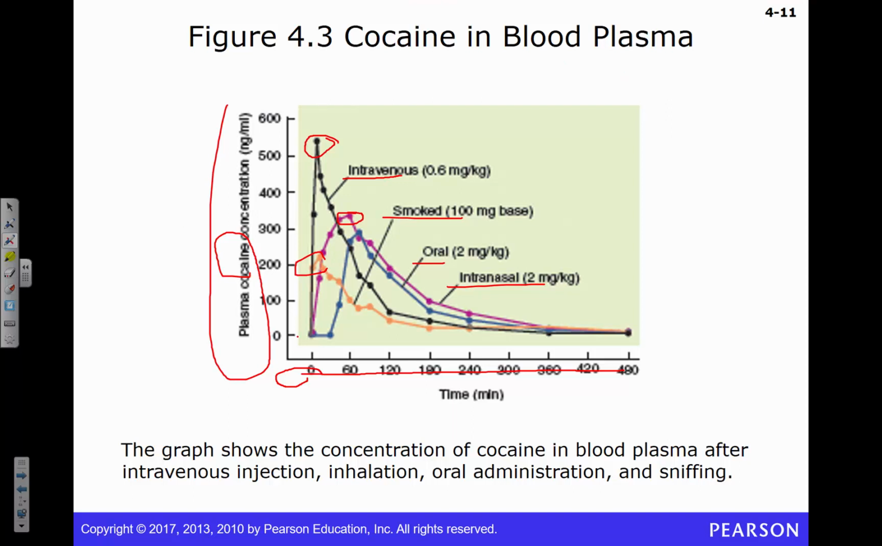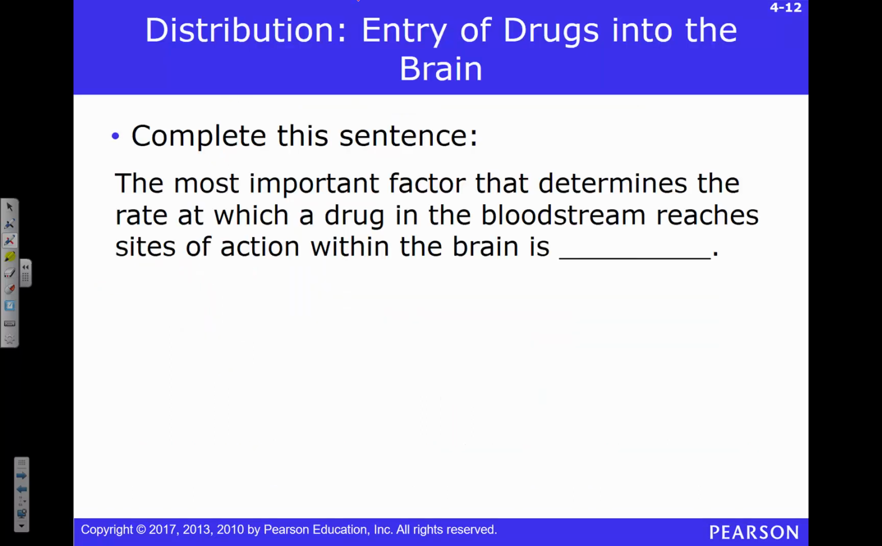Oral administration is going to take the longest. Look, you're talking almost 40 minutes before you even start to see any increase of cocaine in your blood plasma. So just to give you an idea, I know most people aren't thinking about cocaine necessarily, you're thinking about other kinds of drugs, but this is a pretty good example. Questions about that?